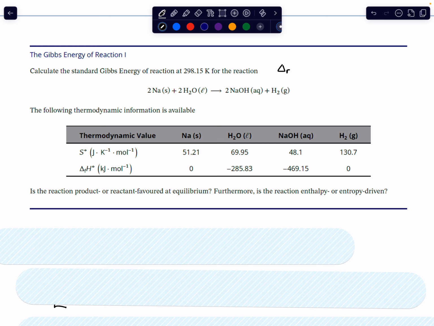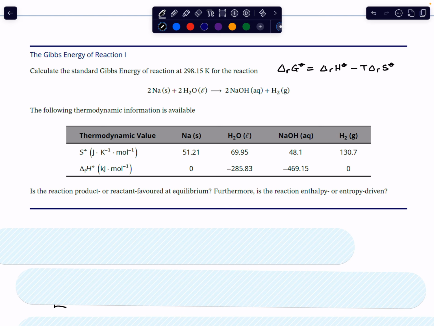And hopefully you recall that the standard Gibbs energy of reaction is equal to the enthalpy of reaction minus T times the entropy of reaction. Well, at least that's one of the ways that you can calculate it. Of course, the other way is through the standard Gibbs energies of formation.